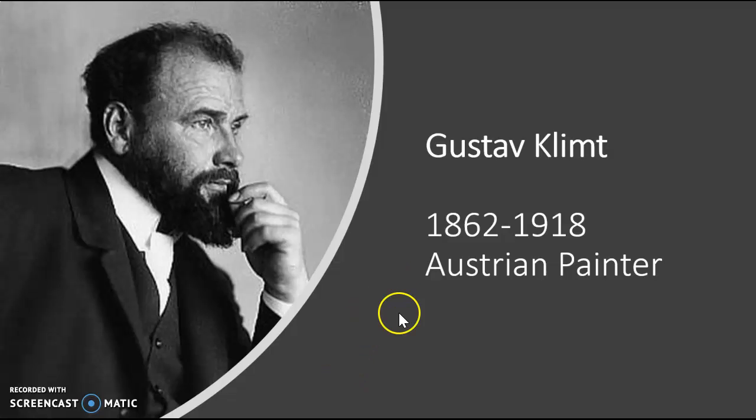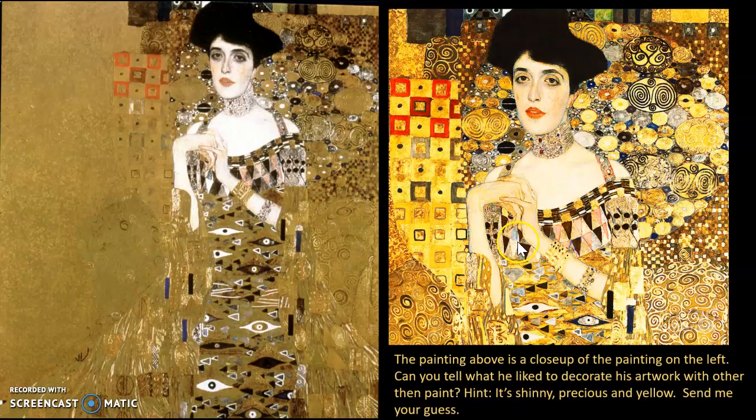This week for art, we are learning about the artist Gustav Klimt. He was born in 1862 and died in 1918. He is from Austria and he is a famous painter. He painted this picture. This one above the painting is a close-up of the painting to the left.